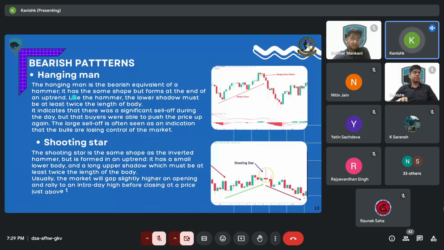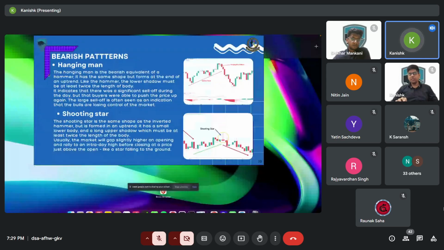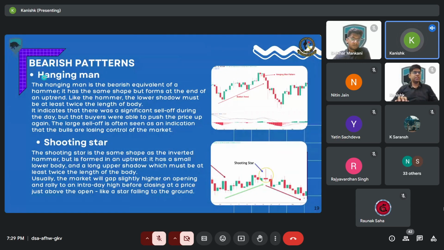The hanging man pattern. Basically it is a kind of hammer that is formed after an uptrend. The hammer pattern is a bullish pattern and this is a bearish pattern. So it indicates a trend reversal or a sideways consolidation. When a hanging man is formed at the top of the trend, you can consider that it is turning bearish and you should be careful. So let's see the hanging man pattern.